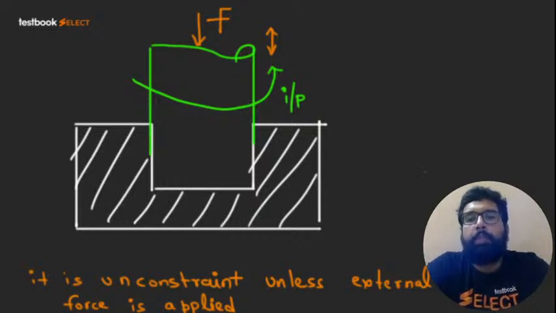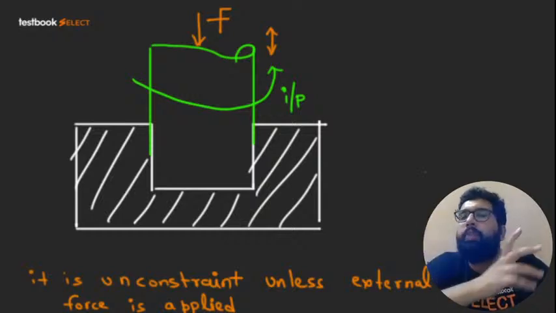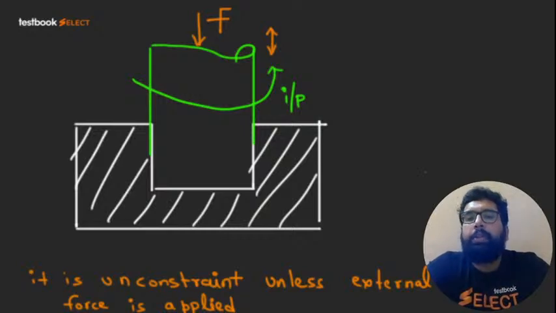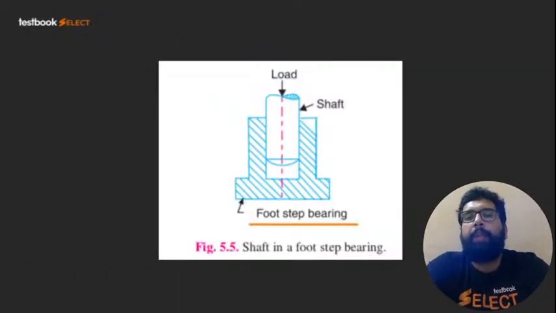Now to make some use out of it, we restricted it. We applied a restriction over the top. And now it has become something useful and known as footstep bearing. So this is the general representation of a footstep bearing. Very, very useful. It is being used a number of times. Right, beta? Right now I want to ask you something more.